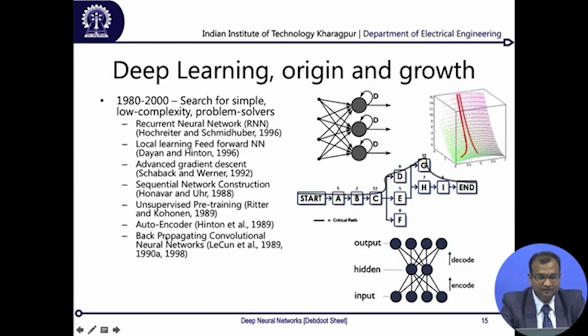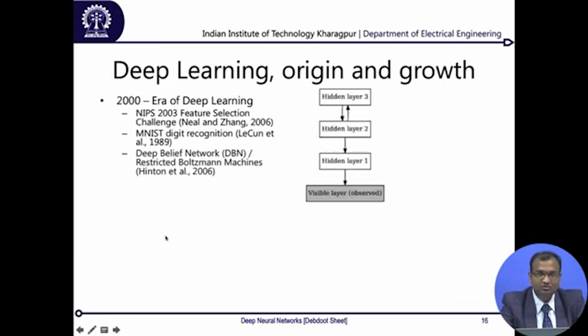In fact, the exercise which we do later on will have a backpropagating CNN itself for solving the same kind of problem. So from there to 2000 and onwards, this is where we land beyond the era of standard neural networks and into the era of what we call deep learning. Where it started was with one of these deep neural networks winning the NIPS 2003 challenge on feature selection, and LeCun's very famous digit recognizer model called LeNet, similar to what we are going to use later on for our problem as well. So from there to deep Boltzmann machines and autoencoders.